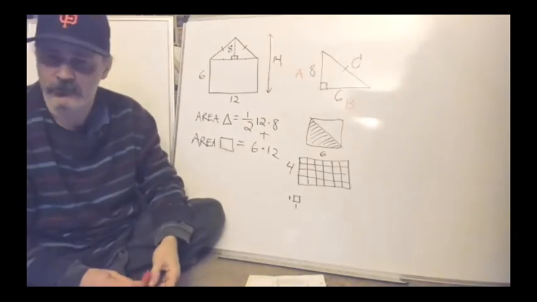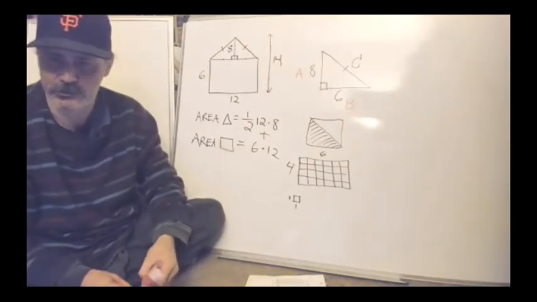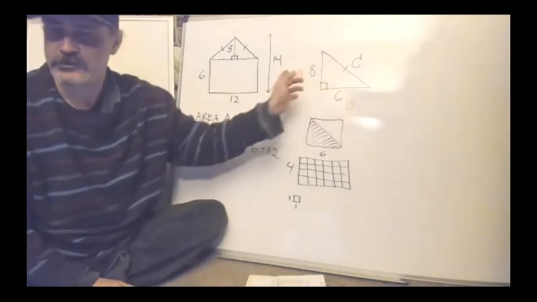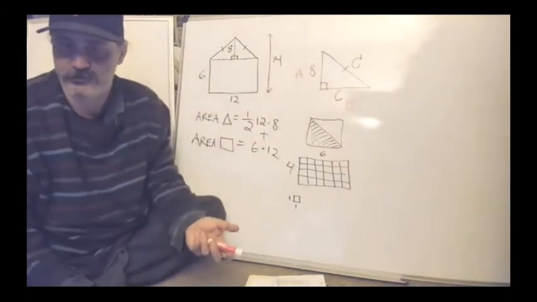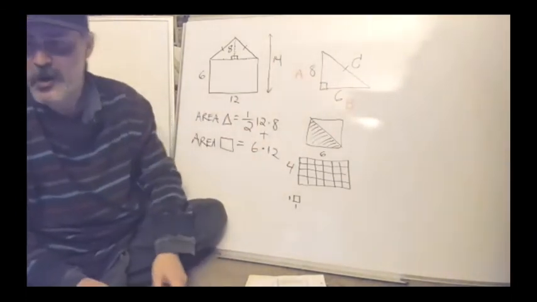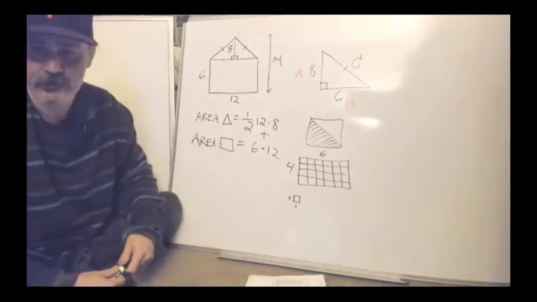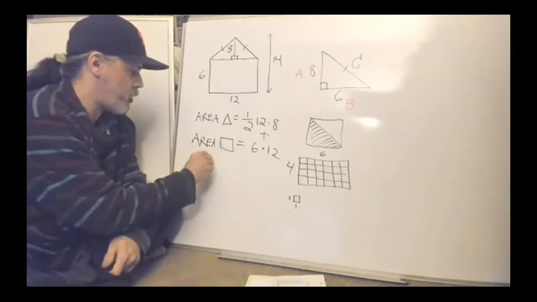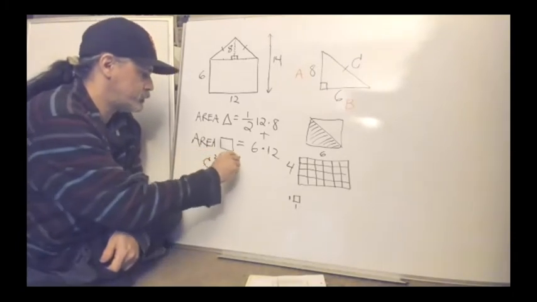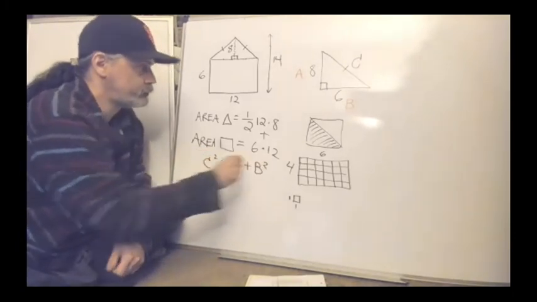Now that's not where these letters come from. That's actually just coincidental. These letters just have the first three letters of the alphabet. That's the real reason why it's A, B, C. Okay, so now let's go ahead and set that up. So we got C squared equals A squared plus B squared.